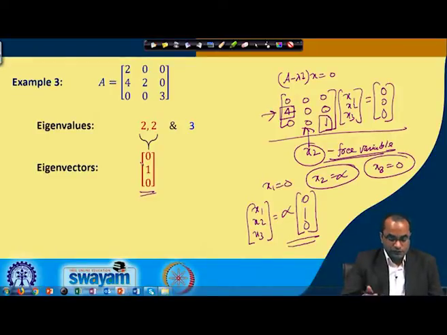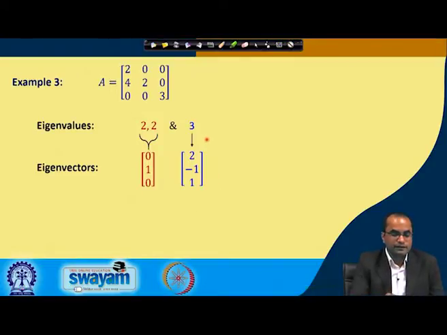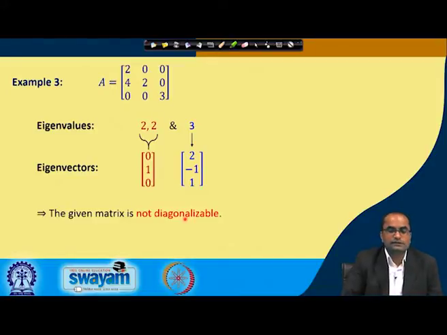And then corresponding to 3 also we can compute the eigenvector, and naturally it will come out to be 1 only. So, we have 2 minus 1 and 1. So, with these 2 vectors, because we need 3 vectors to fill the positions of this modal matrix P, we cannot do it in this case because we are getting only 2 linearly independent eigenvectors, and therefore this matrix A is not diagonalizable. So, the given matrix is not diagonalizable.